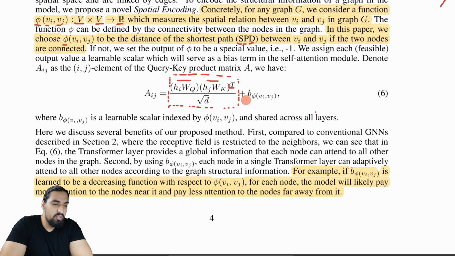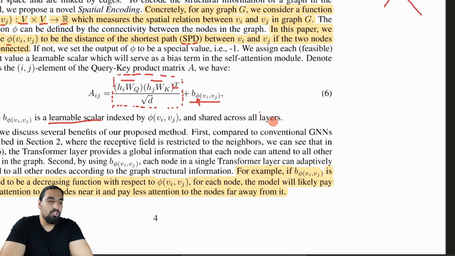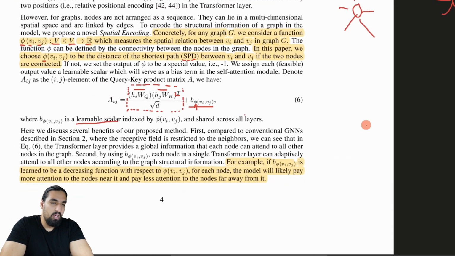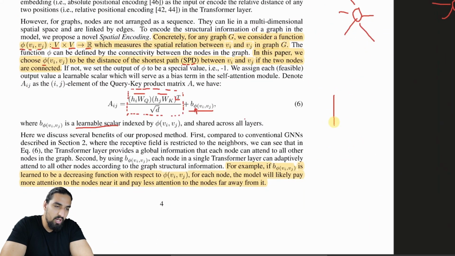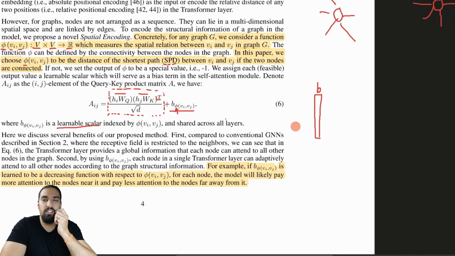So what's interesting here is they add a bias. This is a learnable scalar, as they say here, to encode this information of the structure in the graph. And they do that by, you can see here, this phi is used to index into this B array. So as we had these embeddings here, now we'll have a similar array that we'll call B, which we'll be able to index using this phi, where phi is the shortest path between any 2 points. So that means the following.